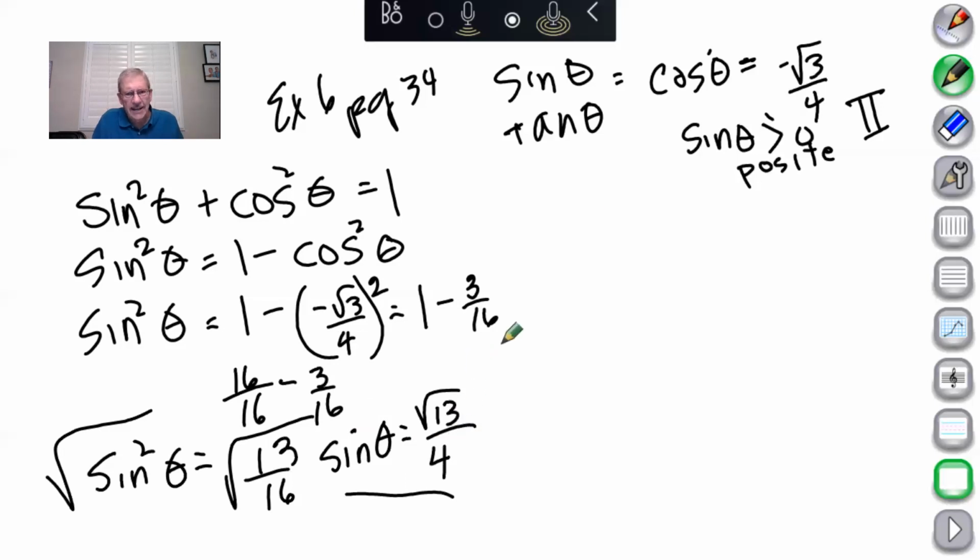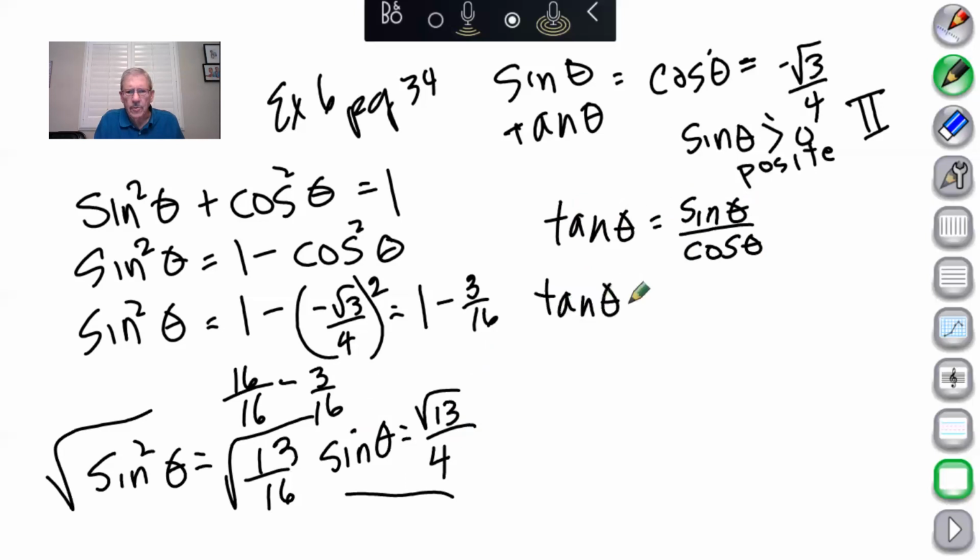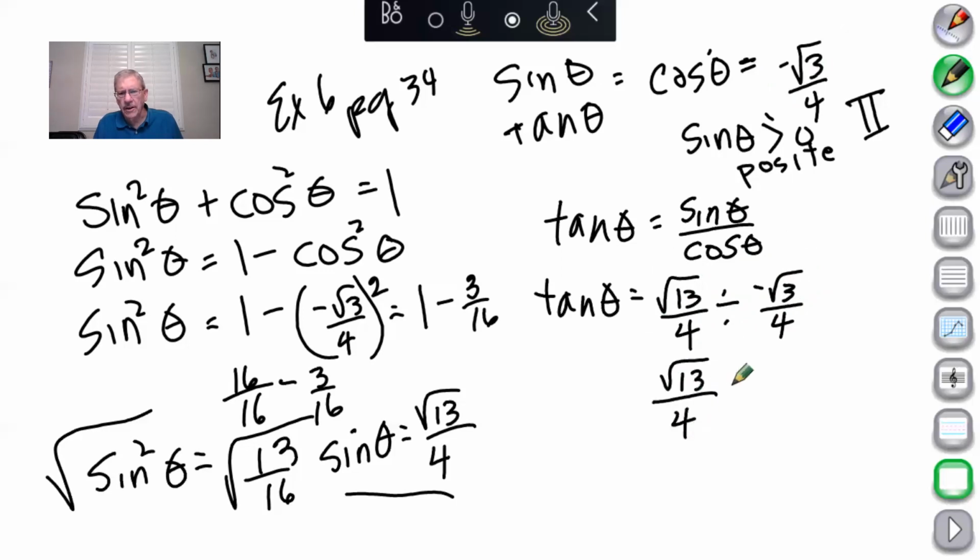Now I still want to find the tangent. So tangent theta, what do we know about it? Well, we know it's the sine of theta divided by the cosine of theta. Okay, so tangent theta, and notice this one's not squared, is equal to the sine, which is radical 13 over 4, divided by the cosine, which was a negative radical 3 over 4. Okay, so when we are dividing, we use reciprocals. Let's change this to times, bring our negative to the top.